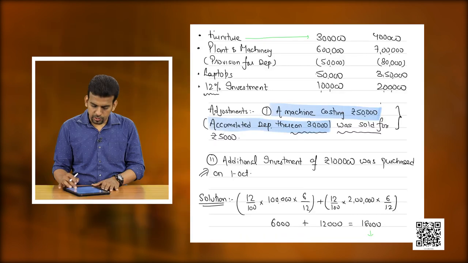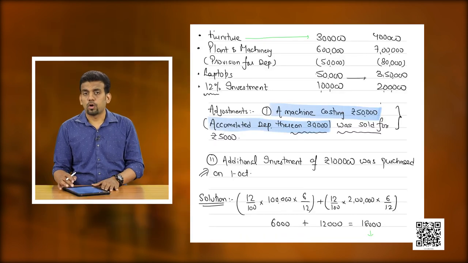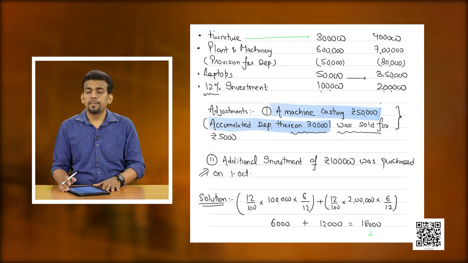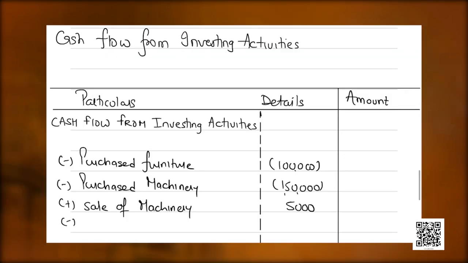right? Let's move to the question again. We had laptops, 50,000 to 350,000. That means you bought computers, laptops, etc. for rupees 3 lakh. An increment in the fixed assets, but an outflow of cash, minus purchase of laptops, 3 lakh.